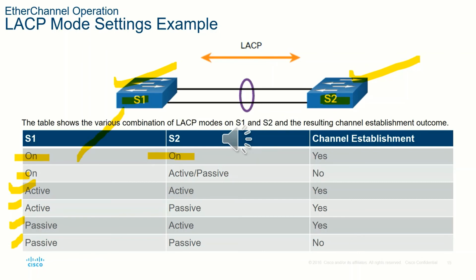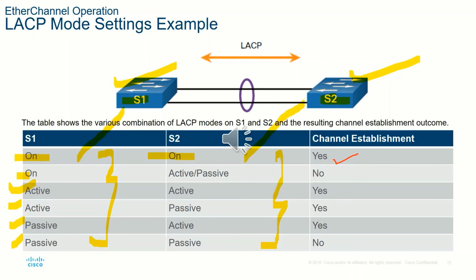So when we configure the LACP mode as on in both the switches, the question is whether we are able to establish the EtherChannel or not. We know that the on mode is used to enable the static EtherChannel, or the on mode is used to manually establish the EtherChannel. So when you configure the on mode in both the switches, you can establish the EtherChannel, that is a static EtherChannel.